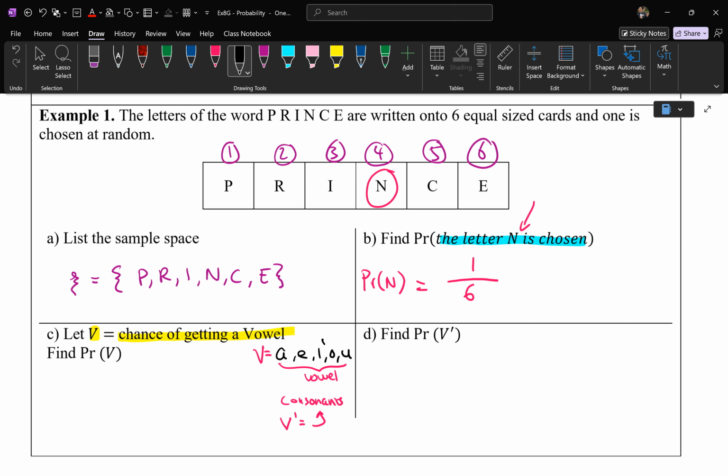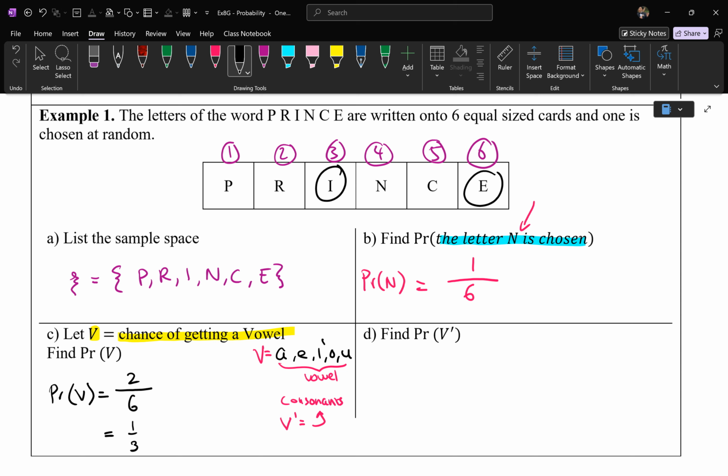Now, if you have a think about it, in the word prince, P-R-I-N-C-E, how many vowels are there? 2. There's I, there's E. So when I say, what's the probability of getting a vowel? It's out of 6 again, but you only have 2. In year 11, I would penalize you if you left your answers as 2 over 6. What should the answer be? 1 over 3.